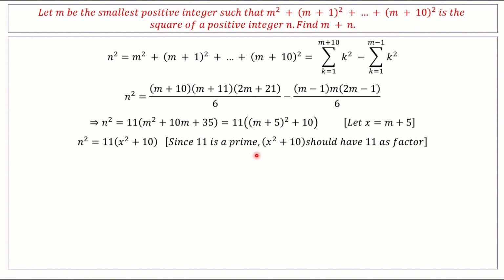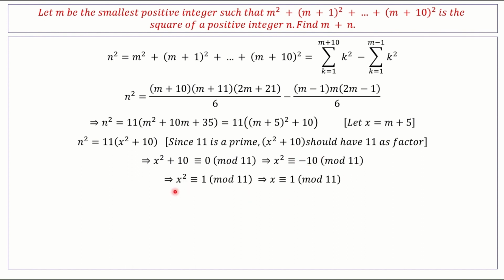Now since 11 is a prime number, x² + 10 should have 11 as a factor, correct? Because you need to get a perfect square. So x² + 10 should have a factor of 11 and some other square. So x² + 10 should be divisible by 11. That means x² + 10 is congruent to 0 mod 11, which means x² is congruent to −10 mod 11, which is 11 − 10, that is 1. So x² is congruent to 1 mod 11. That means x is also congruent to 1 mod 11.